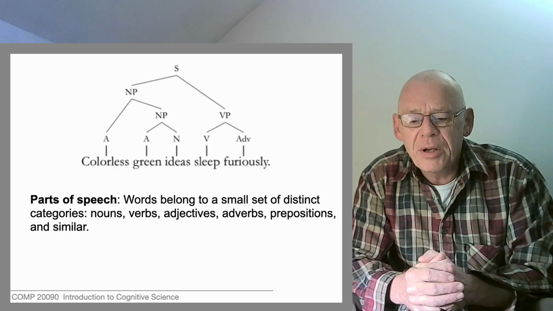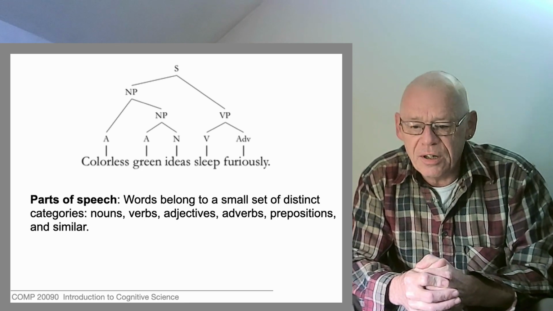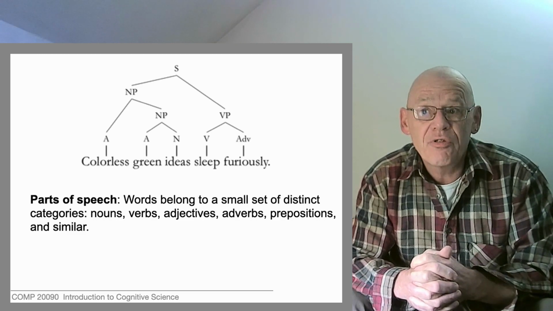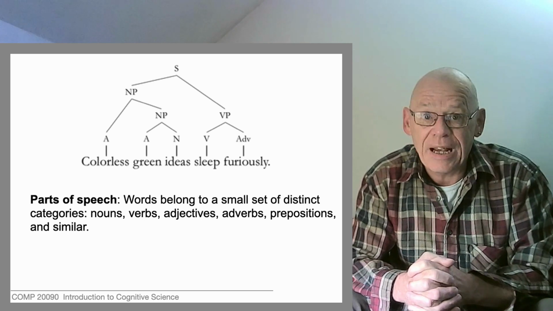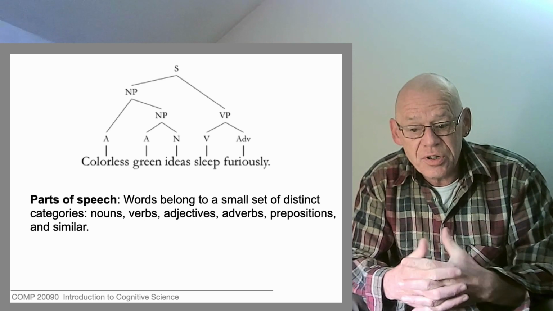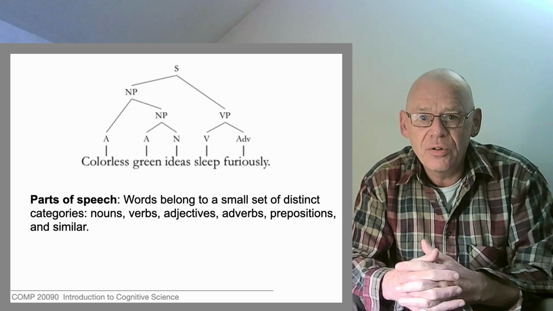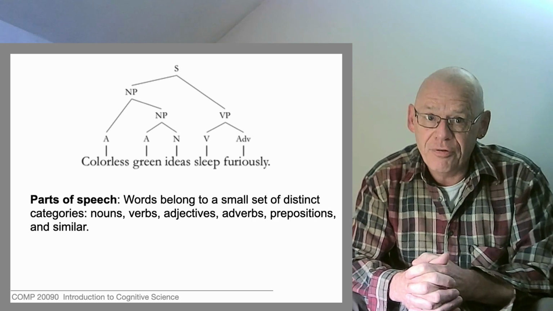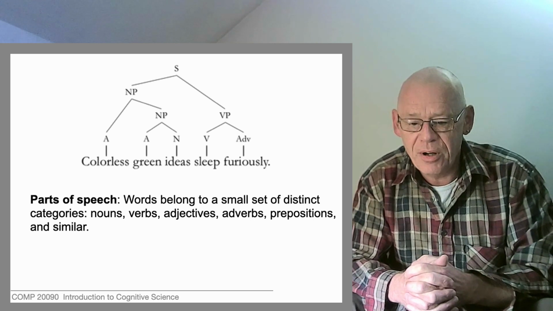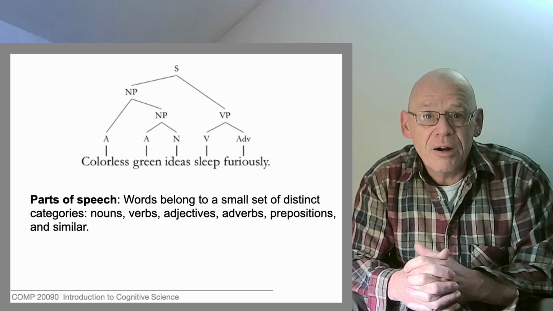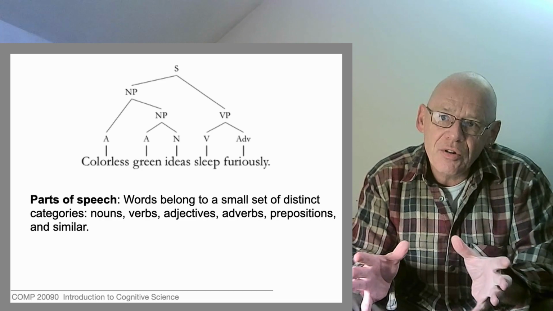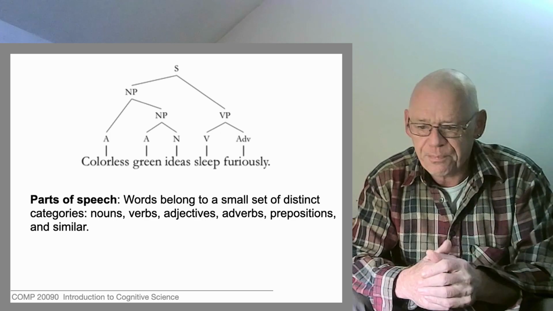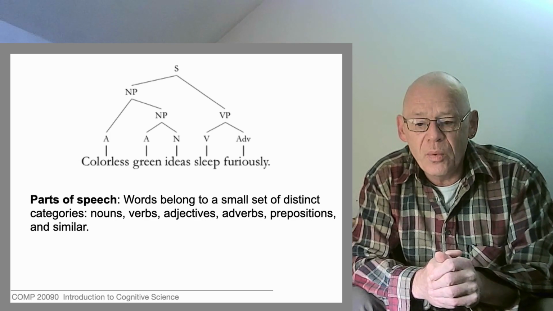The diagram begins with the words, colorless green ideas sleep furiously, and each word belongs to a small class of words. So we have the class of nouns, which are the names of things, basically. Verbs, which are actions. Adjectives, which modify nouns. So green is an adjective, colorless is an adjective. Adverbs, which modify verbs. So furiously is an adverb here. And there are other, what we call parts of speech. But basically, in any given language, there's only a few parts of speech: nouns, verbs, adjectives, adverbs, and a few more. And they can only be combined in certain ways.